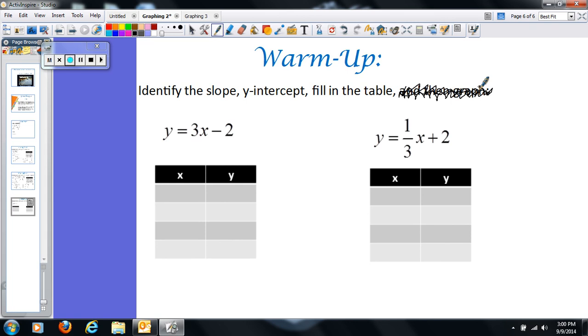So the first one is y equals 3x minus 2. The second one is y equals 1/3 x plus 2. Okay? Make sure you have these done when you come into class so that we can get through the warm-up quickly tomorrow. Also remember, you have to have your steps if you want credit. And then the last thing is make sure you have those 2 definitions filled out as well.